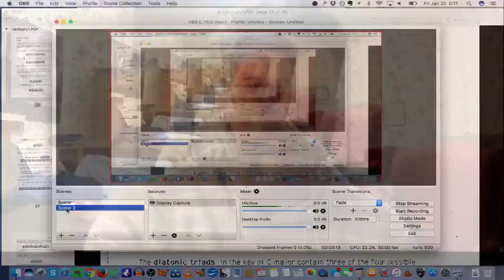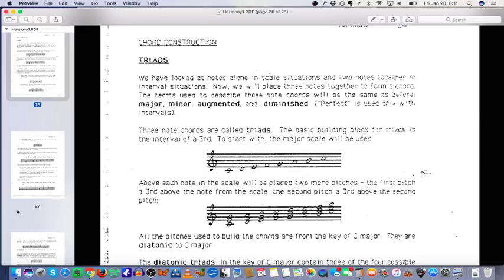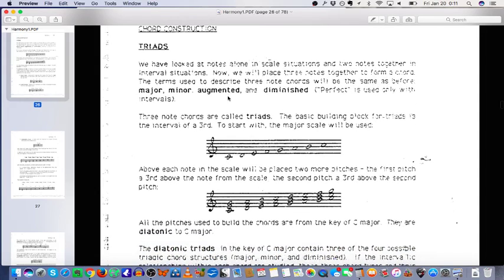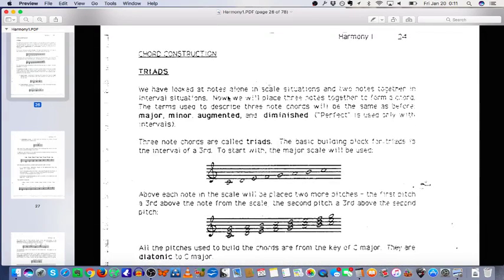Looks like everything's ready to go. Let me switch to my desktop here and we'll jump into the theory book. All right, cool. So, triads. Basically, triads, as you can tell from the name, are groups of 3 notes.